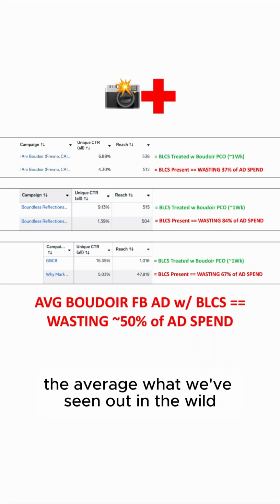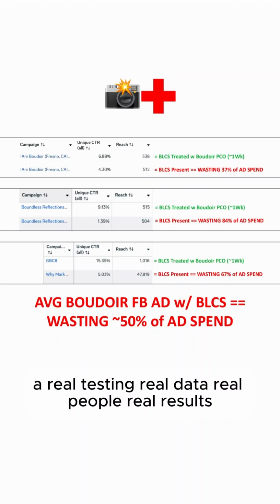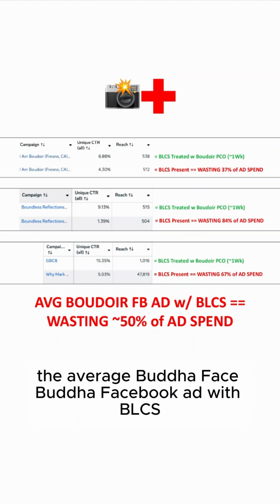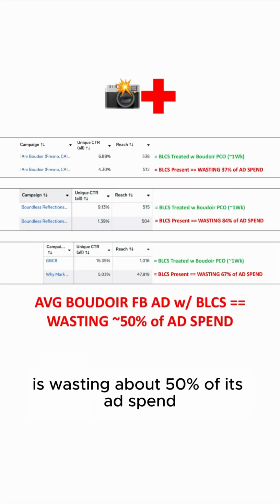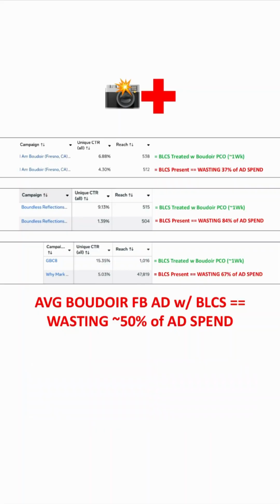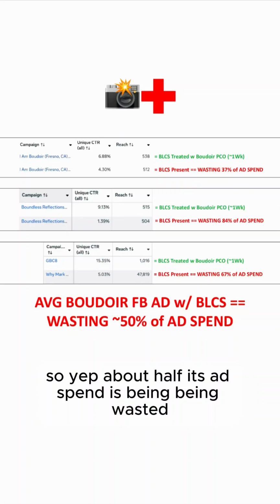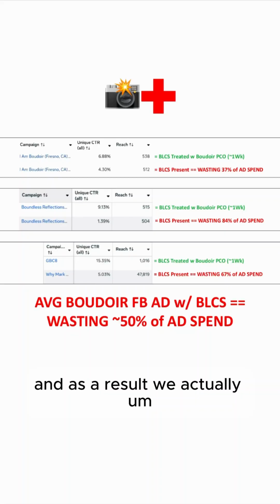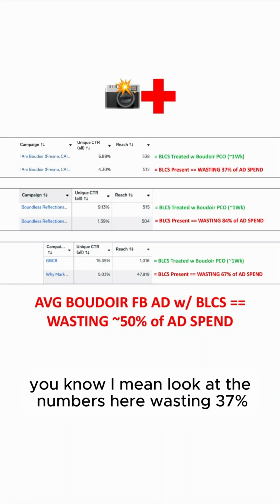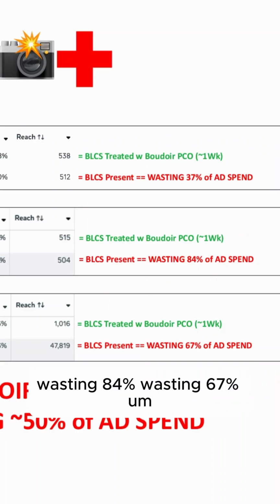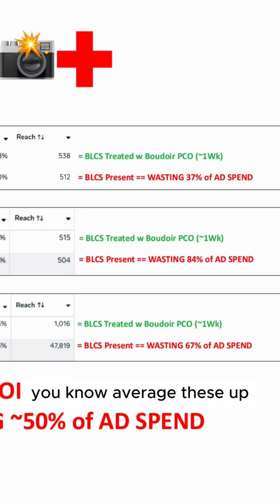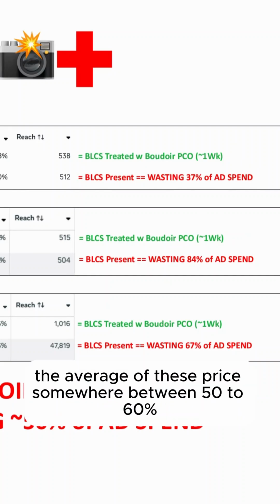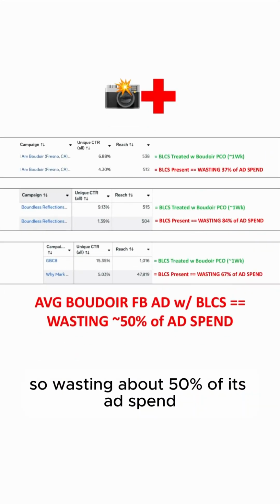So what we've seen out in the wild, real testing, real data, real people, real results. The average Boudoir Facebook ad with BLCS is wasting about 50% of its ad spend. So about half its ad spend is being wasted. Look at the numbers here: wasting 37%, wasting 84%, wasting 67%. Average these up, the average is probably somewhere between 50 to 60%. So wasting about 50% of its ad spend.